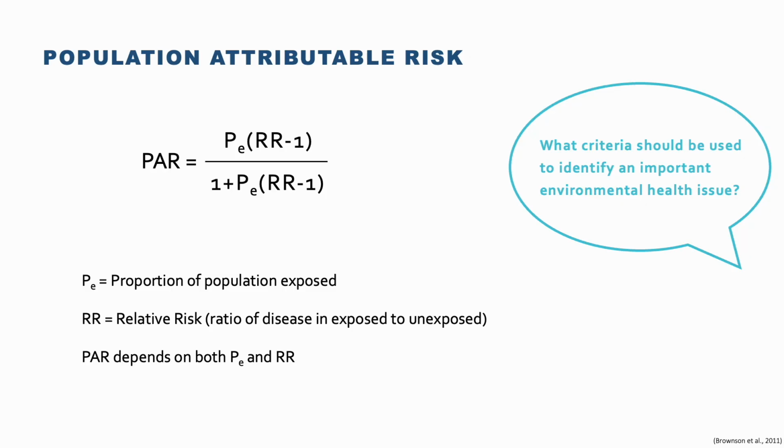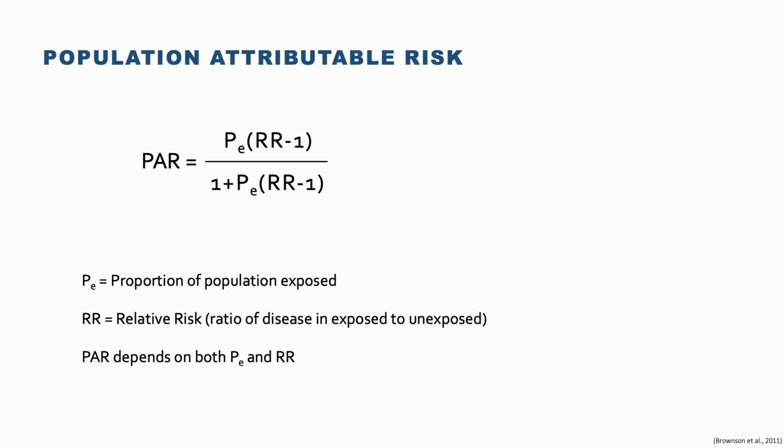It's the proportion of the incidence of a disease in the population, both the exposed and unexposed, that's due to that exposure. You don't need to memorize this equation. I just want you to understand the concept here. Population attributable risk is driven by two things: the relative risk of that exposure or activity. The higher the relative risk is, all else being equal, the higher the population attributable risk will be, which makes sense. And the second thing that drives population attributable risk is the proportion of the population exposed.